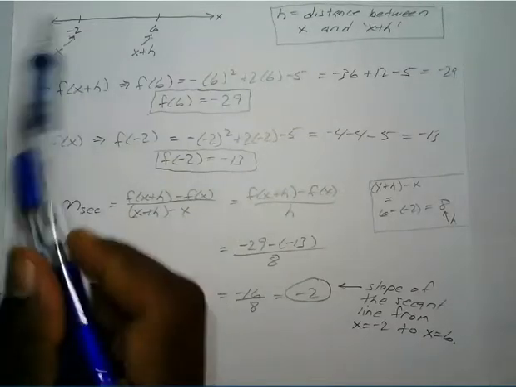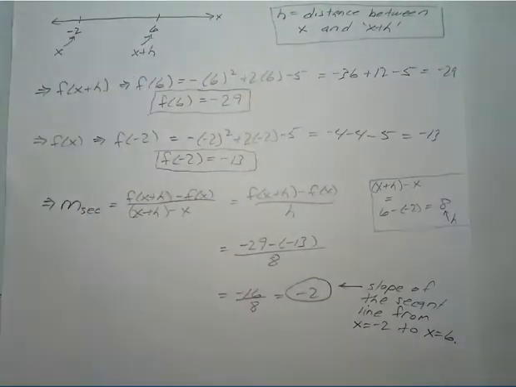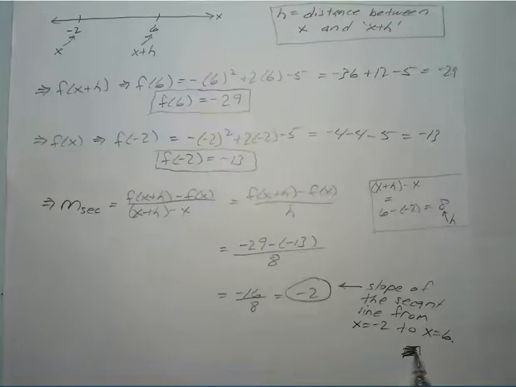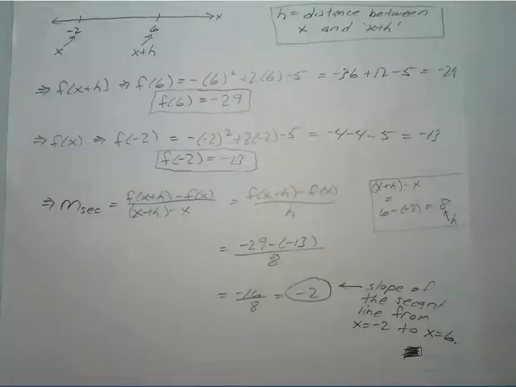Of course, if you change your x and x plus h values, your secant line will change with it. This is just the slope of the secant line between those two points. If you are still writing, feel free to press pause, but we're going to go ahead and move on to our next example.